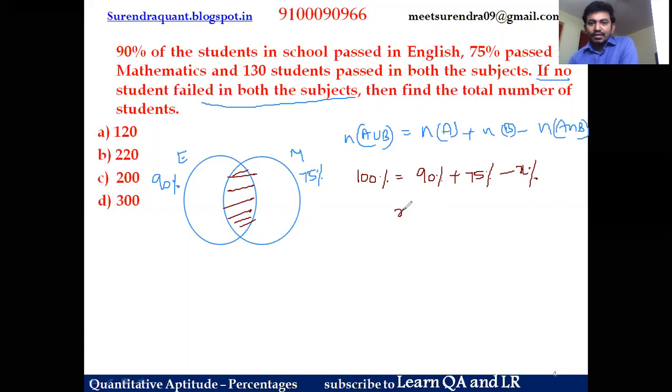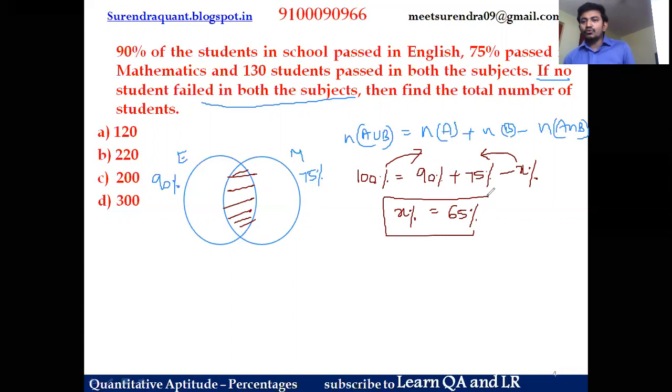So what is X% now? X% equal to, if X comes to this side and 100 comes to this side, 90 plus 75 minus 100, 165 minus 100, which is 65%. That means 65% of the students passed in both subjects, right? Now somebody may have a doubt, sir, how is this possible if no student failed in both subjects? Means what? The students must have passed in at least one of the subjects. All 100% students passed in at least one of the subjects.